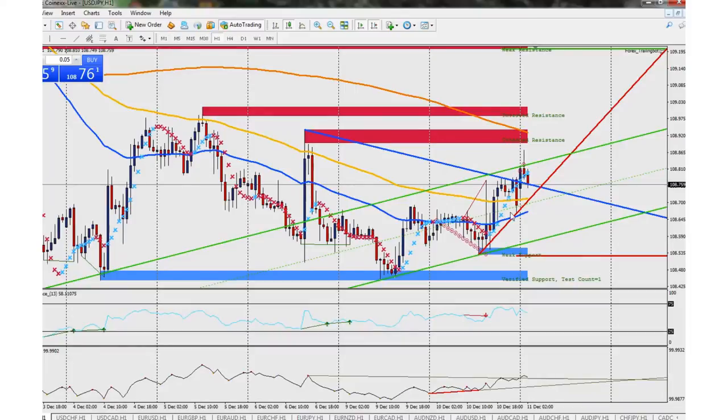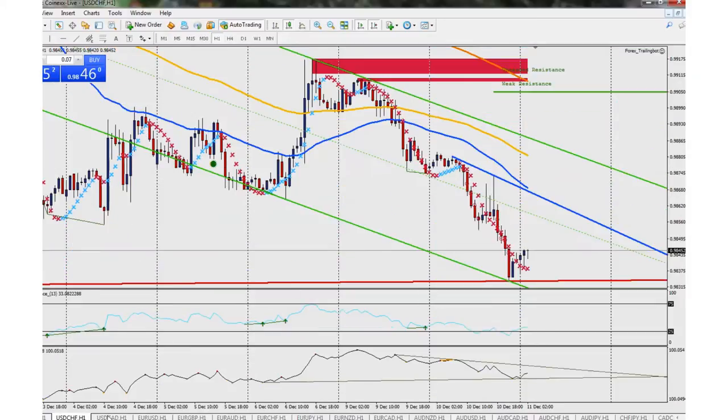Nothing really going on as far as we're above this trend line, so we are on the channel there, but not looking to buy anything there. Same thing with USD CHF. Let's just jump right to the next nearest one here.